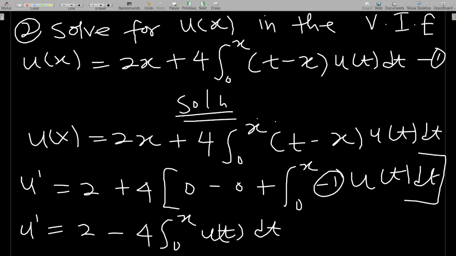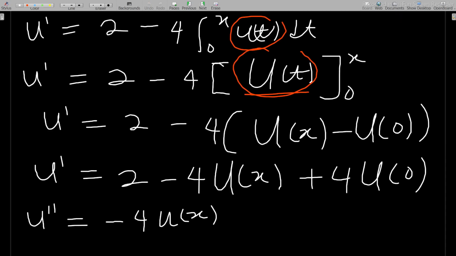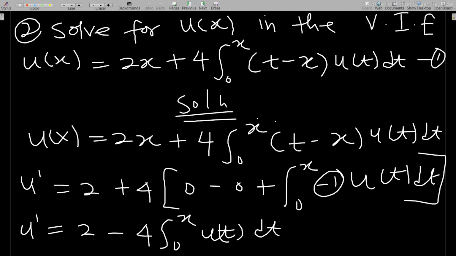Let's substitute x equals 0 and see what will happen here. When we do that, let's do it together. You put 0 here, and we have u of 0, and we put 0 in place of this, I'll get 0 plus 4 times the integral from 0 to 0, which will also give me 0, so I'll have 0. So in effect, u of 0 is still equal to 0, okay?